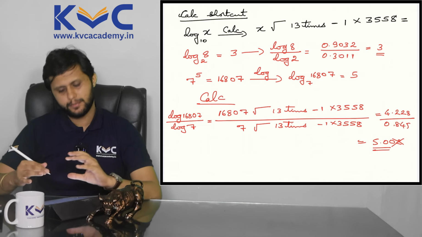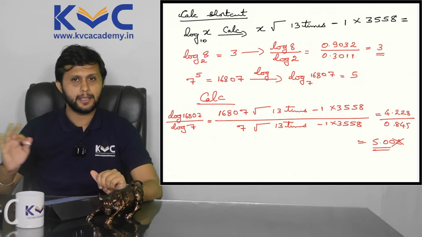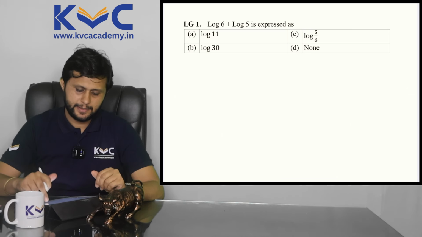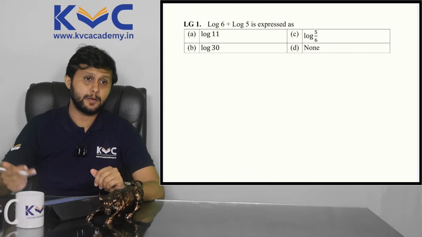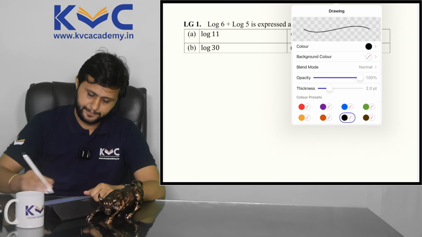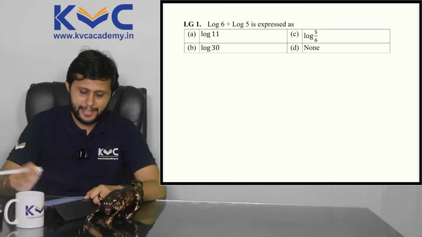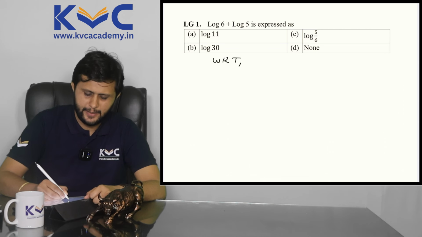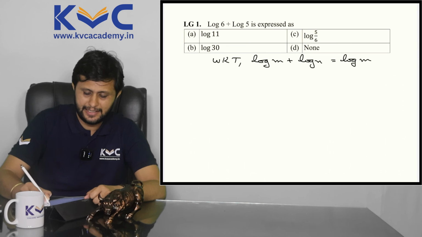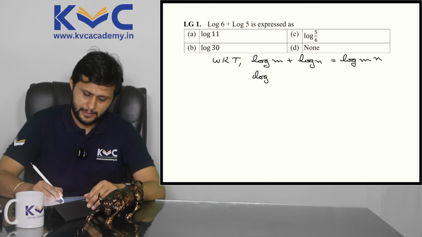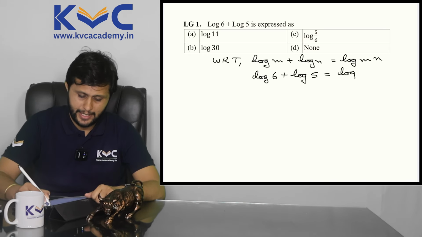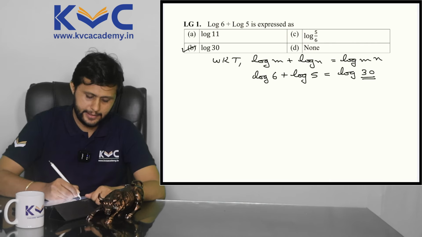Let's see how we can use this method as well as laws and properties in the problems. Coming to the first question, logarithm of 6 plus logarithm of 5. It is in the form of log m plus log n. We know that logarithm of m plus logarithm of n is equal to log mn. Now replace: we have logarithm of 6 plus logarithm of 5, 6 into 5. 6 into 5 is how much? Logarithm of 30. Answer is B.